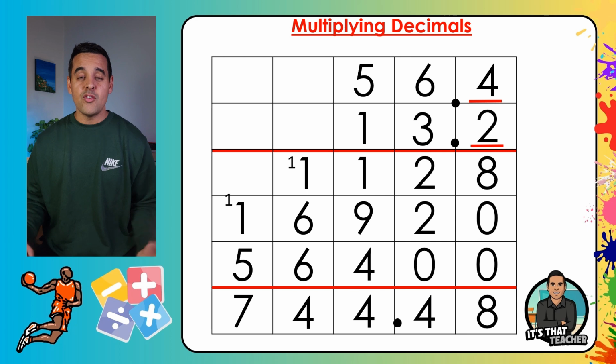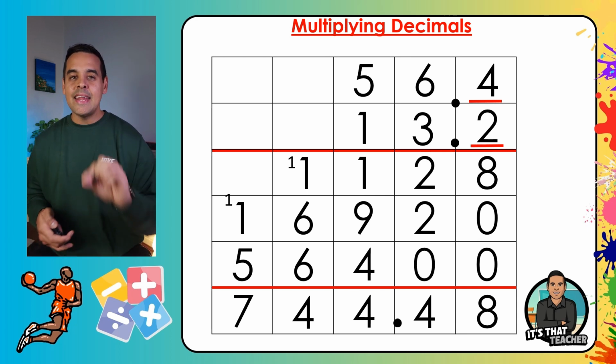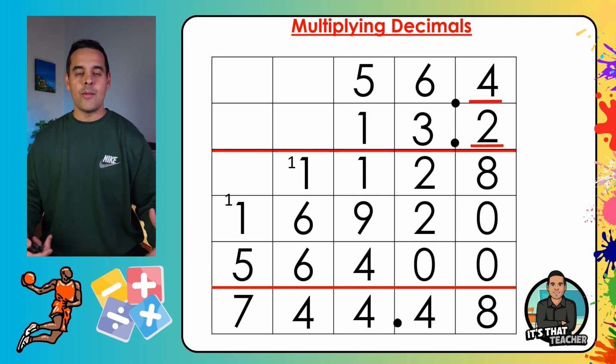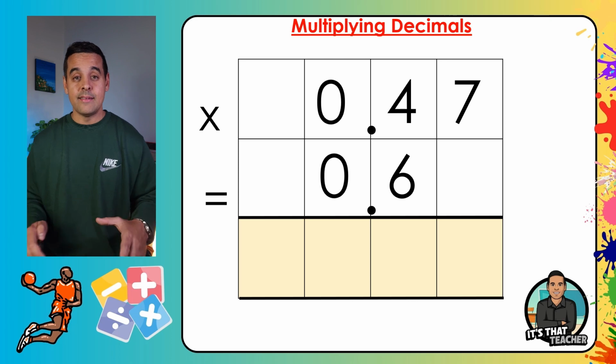It's exact same process as 3-digit by 3-digit multiplication. Some students get a little bit confused at the decimal point. What do I do here? Treat it as if it's not there, add it in at the end. It's the easiest tip, I highly recommend it. Now you're gonna get a question like this. This looks way more confusing than it is.